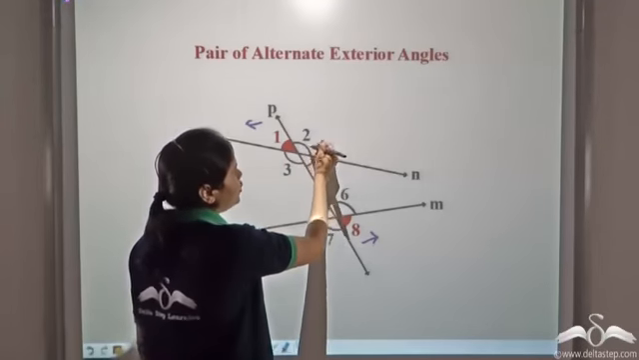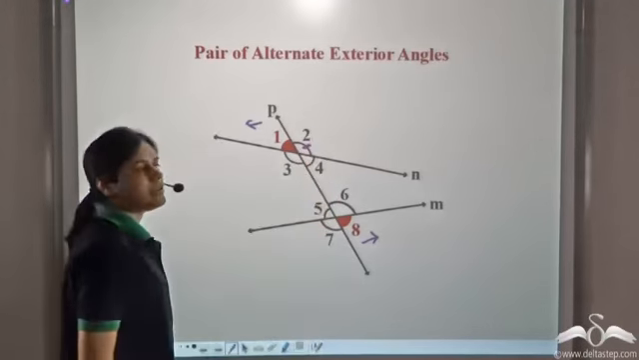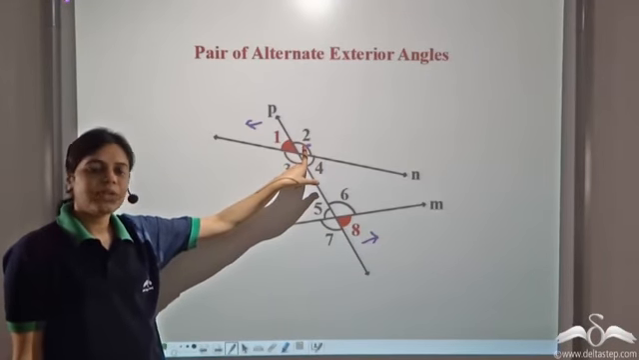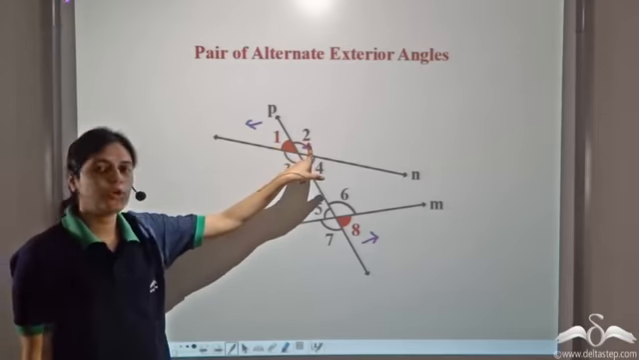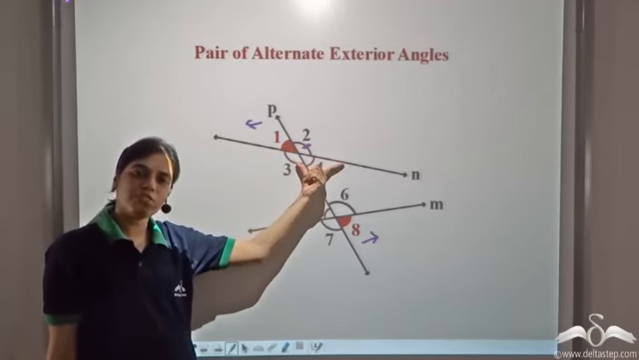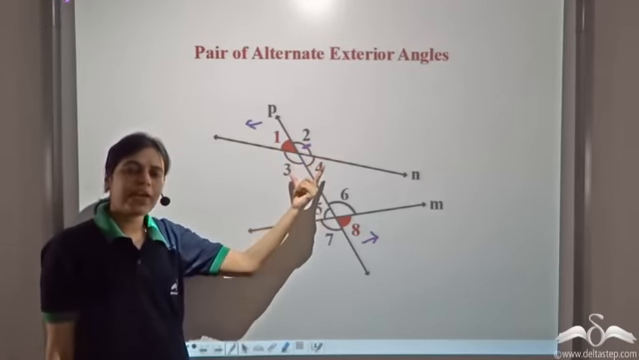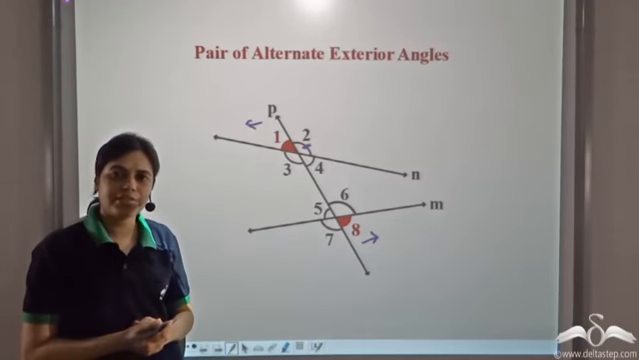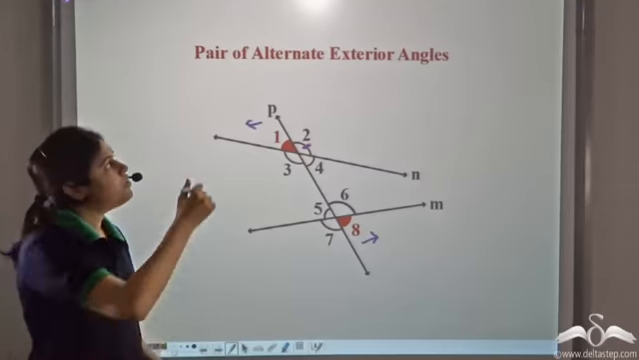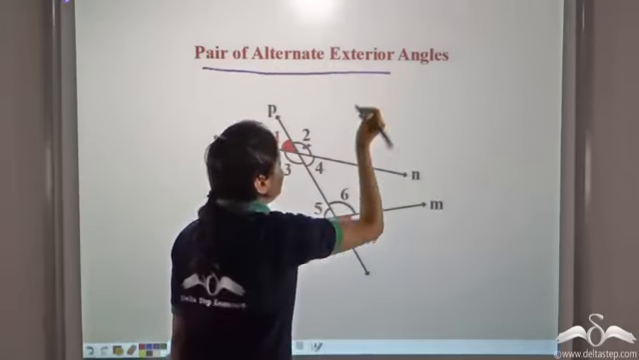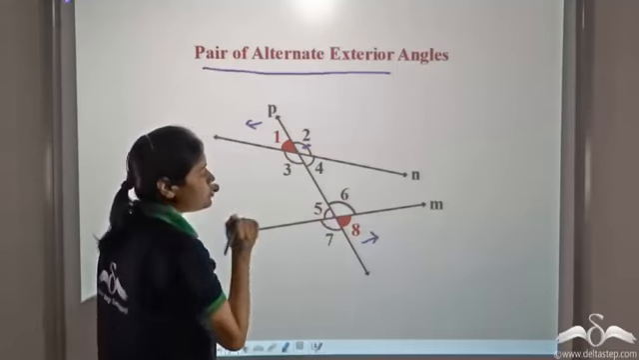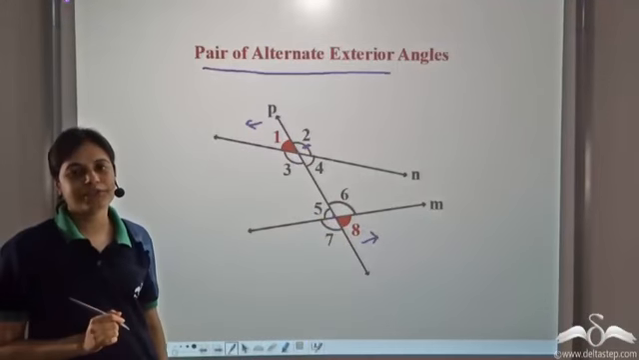Now if you look at angle 2, even angle 2 is an exterior angle. Angle 1 and 2 lie on the opposite sides of the transversal. So can we say that 1 and 2 form a pair of alternate exterior angles? Well, no. The pair of alternate exterior angles have to be formed on different vertices. So they should lie on different vertices.